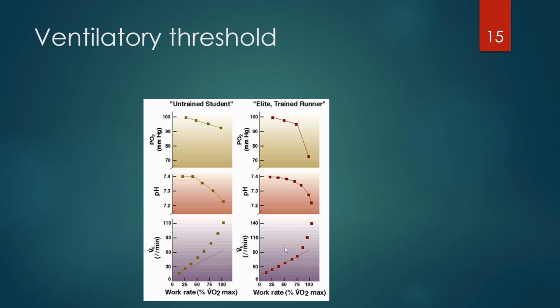Now, as you can imagine, the more in shape you are, this ventilatory threshold is going to shift to a higher intensity. And that's due to several reasons. One is less of a stress on the body, and then also your body's better able to handle those pH changes. So you have a better capacity to buffer those hydrogen ions.